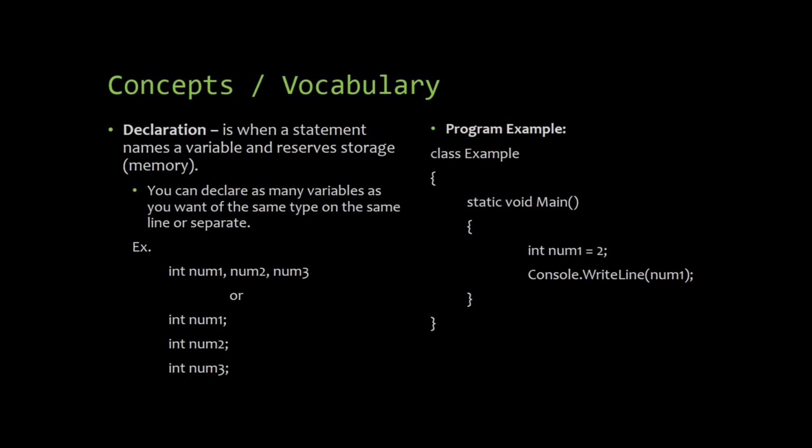And this is how it would look inside an actual program. You have your class with your curly braces. Inside the class, you have your main method with curly braces. And then inside that main method, here's a declaration occurring with num1 equals 2. And then it's being used in the Console.WriteLine to display num1 to the screen.